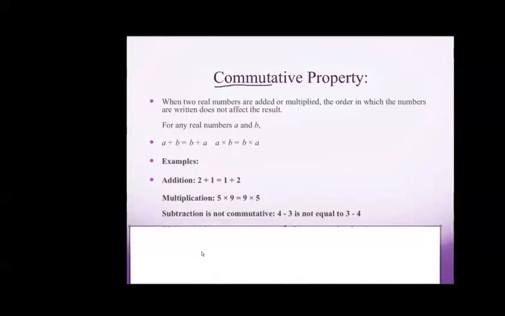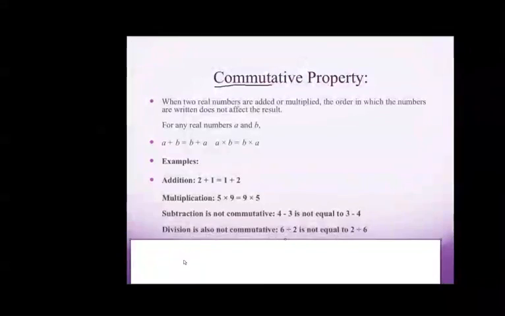If you were to try this with subtraction, this would not work. Subtraction is not commutative. 4 minus 3 is not the same as 3 minus 4. It does make a difference. This is why when you're doing your order of operations, we tell you to work from left to right, because if you start doing the subtraction first, it's going to give you a different answer. Division is also not commutative. 6 divided by 2 is not the same as 2 divided by 6. So only addition and multiplication follow the commutative property.